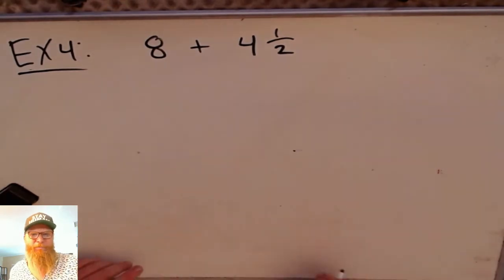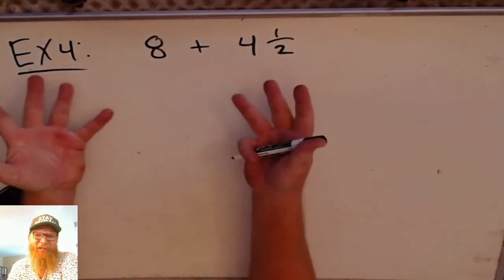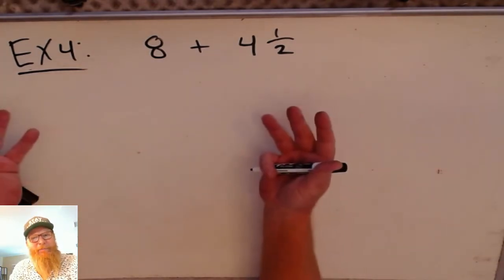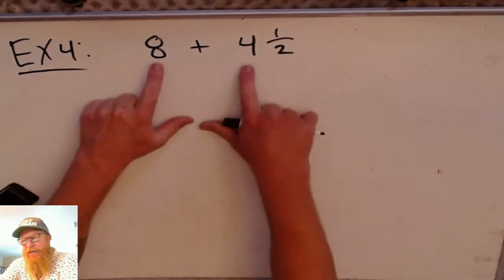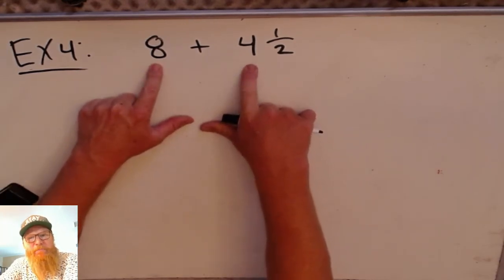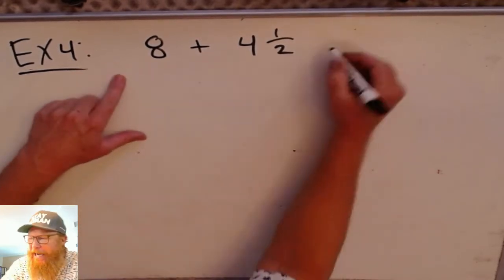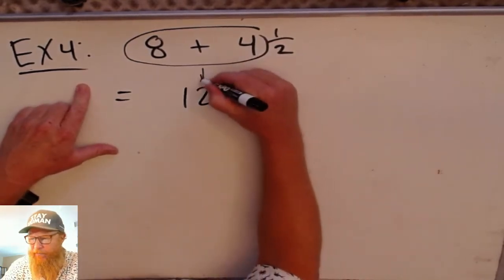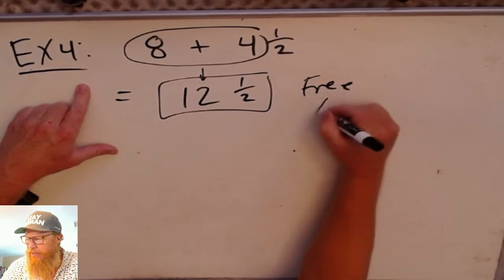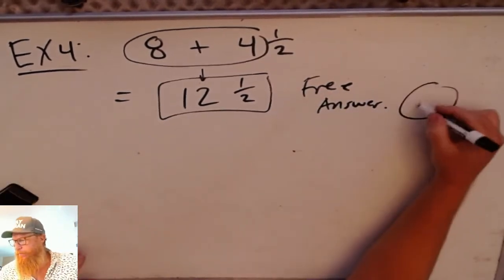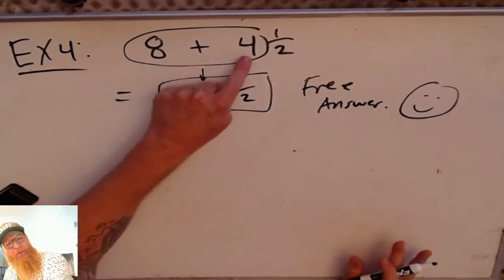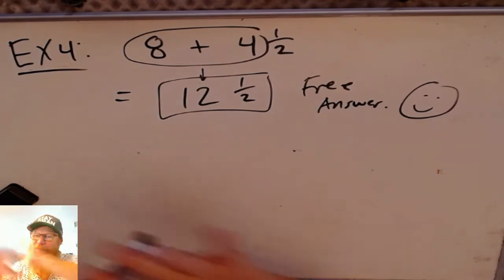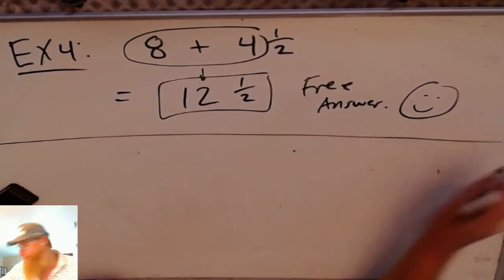Whole numbers. This is essentially a free answer. You don't have to show any work at all here. You see why? If you're adding a whole number to a mixed number, then you only add the whole parts and you keep the fraction the same. 8 plus 4.5 is just 12.5. So there you go. I don't have to show any steps or do a common denominator.